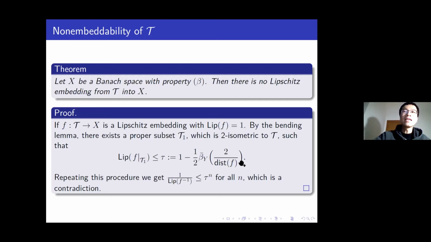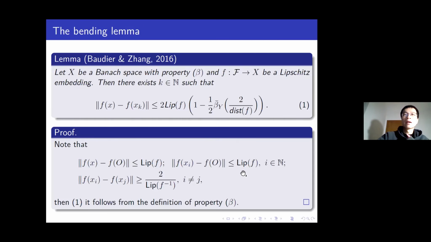And as you can see, the key point is the bending lemma, right? In order to prove this bending lemma, all we need is these 3 inequalities. Let's go back and check them. The first 2 inequalities only require f to be Lipschitz. We only use the Lipschitz condition in the first 2 inequalities. And the third inequality says that the images between tips are separated.